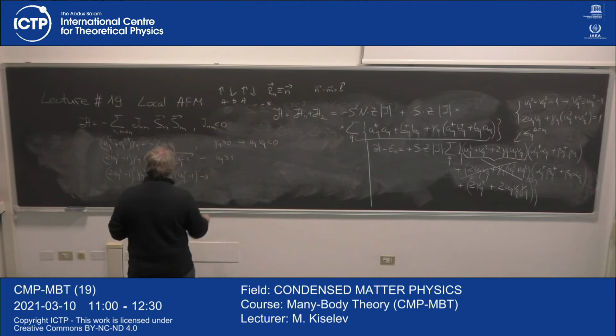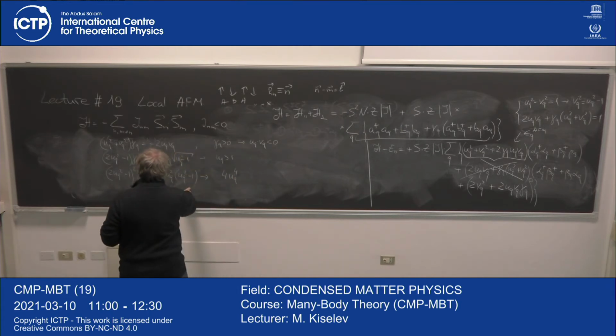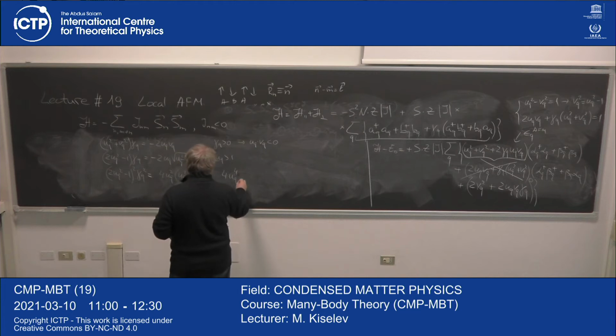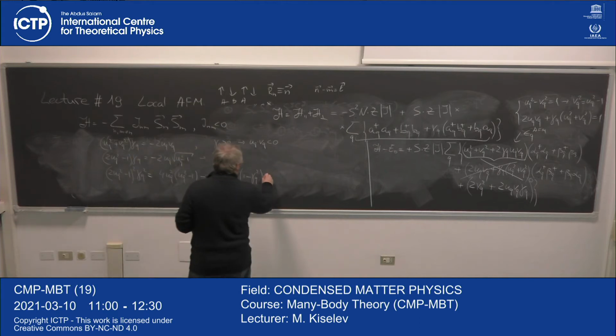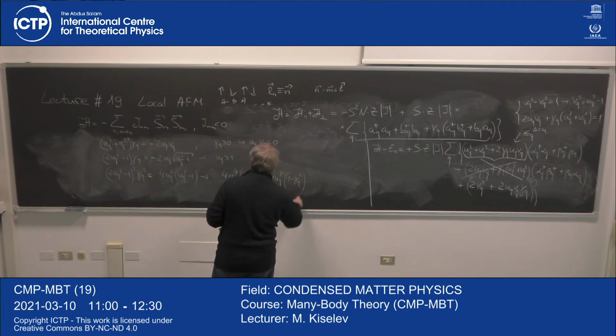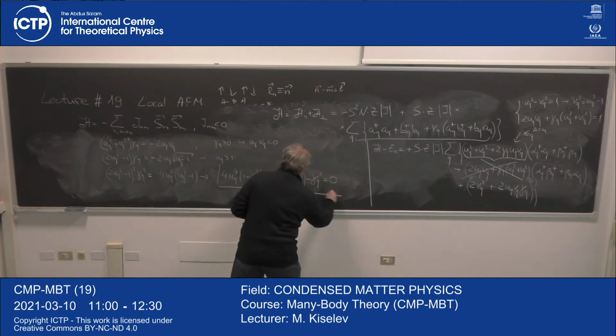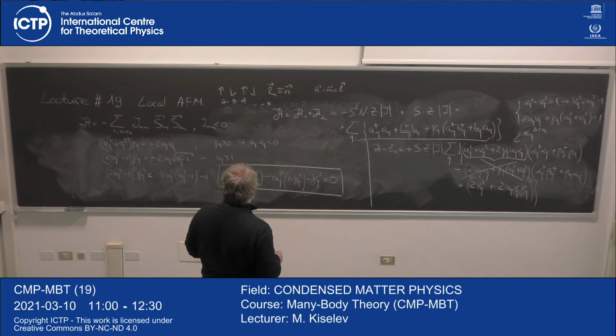Or 4 times UQ to the fourth. I will put everything to the right-hand side. So this is 1 minus gamma Q squared, minus 4 UQ squared. Again, 1 minus gamma Q squared, minus gamma Q squared is equal to 0. So I got an equation whose solution gives me UQ.